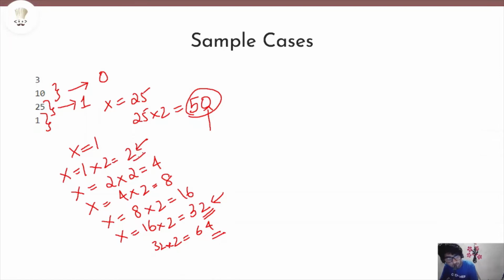First I had 2 in the units place, then I had 4 in the units place, then I have 8 in the units place, then I have 6 in the units place, then I have 2 in the units place. Now again I have 4 in the units place, again I will get 8 in the units place, and this is a cycle basically.